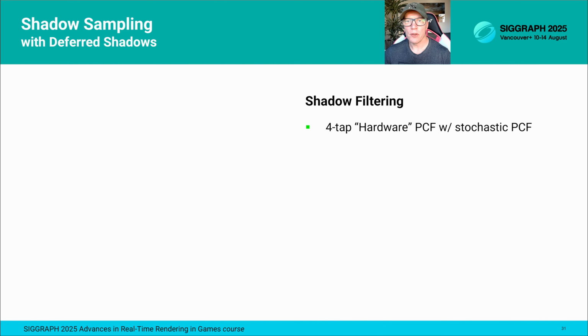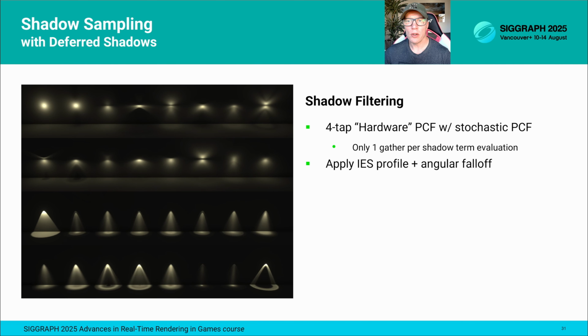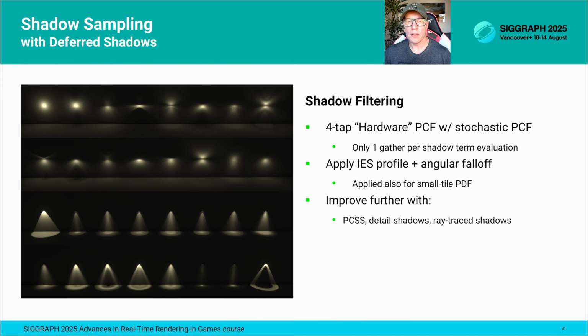For shadow filtering, we use 4-tap hardware PCF with stochastic PCF to produce softer, more natural-looking shadows. This requires only one gather operation from the shadow map per shadow term evaluation. At this stage, we also apply the selected IES light profile and angular spot falloff to the shadow term, allowing light-specific shape falloff. We apply IES profiles also during small tile PDF evaluation to reduce noise. We plan to improve shadow quality further with PCSS for contact hardening shadows, screen space ray marched detail shadows, and ray traced shadows, which can be enabled on higher-end devices.